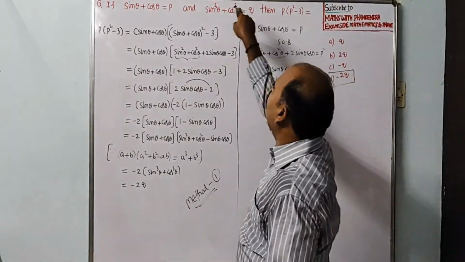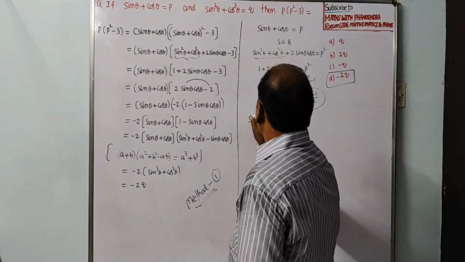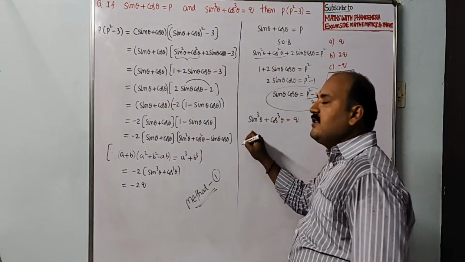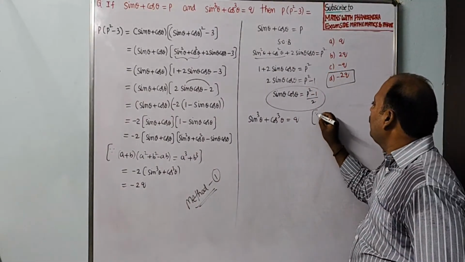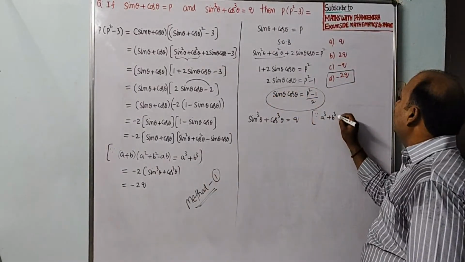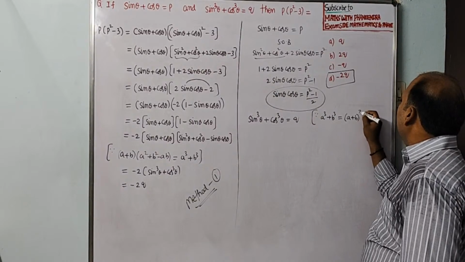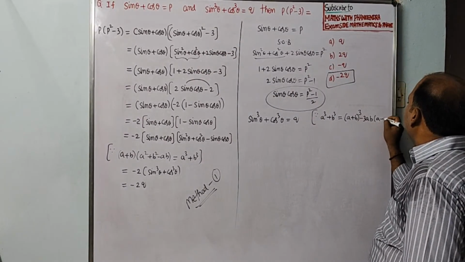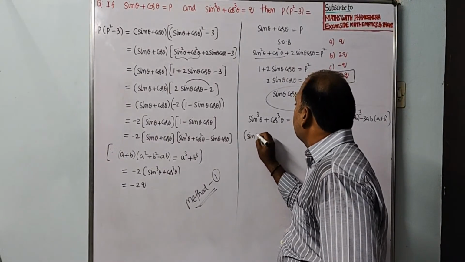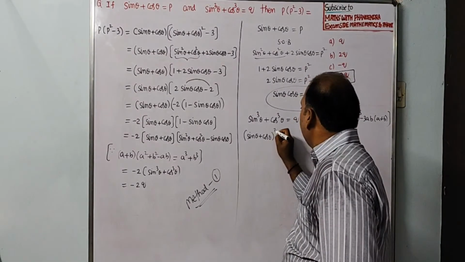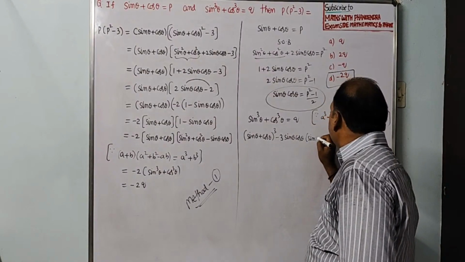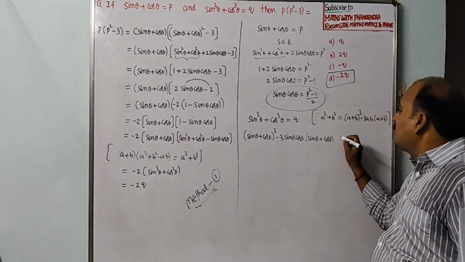After getting this, the given information, you take it, dear students. Sin cube theta plus cos cube theta equal to q. It is in the form of a cube plus b cube. Another formula is there. Not only this formula, but also another formula. A cube plus b cube is a plus b whole cube minus 3ab into a plus b. So based on this also we can go. So sin theta plus cos theta whole cube minus 3 sin theta into cos theta into sin theta plus cos theta, which is equal to q.